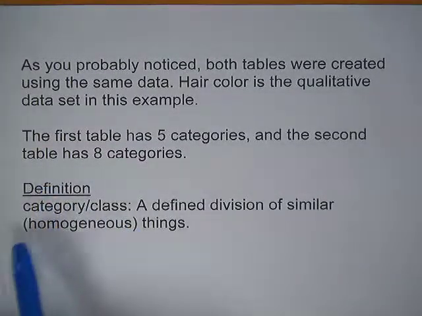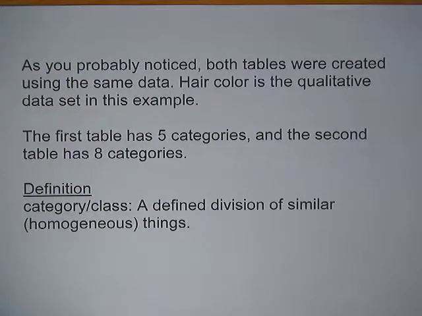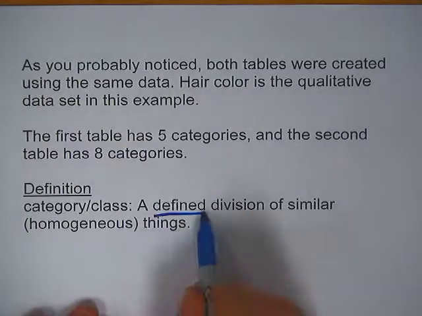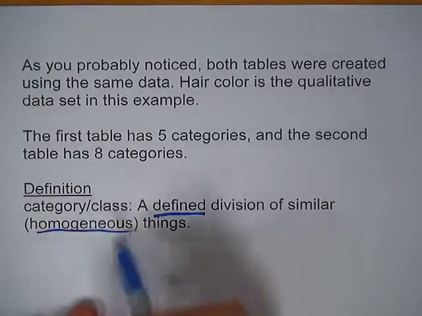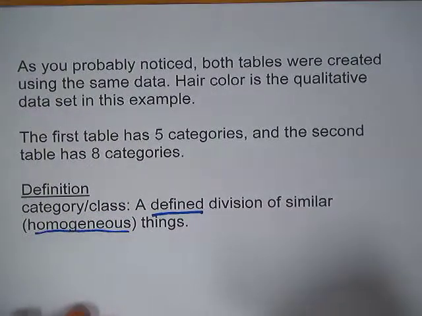So as a definition, a category or a class is a defined division of similar or homogeneous things. Okay, so these people were split up into different categories based on their hair color.